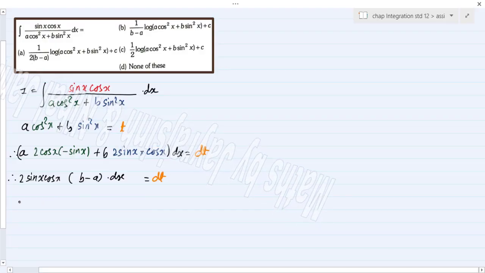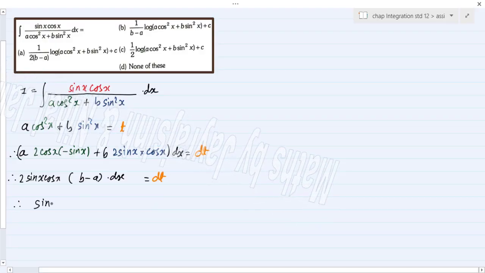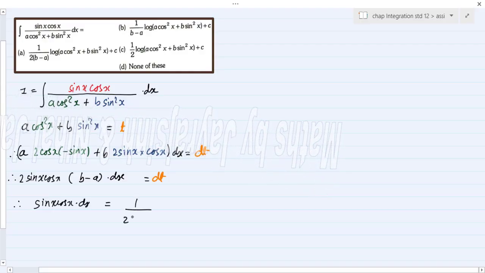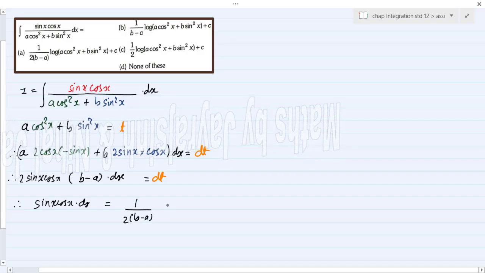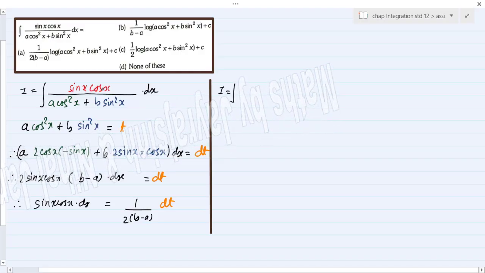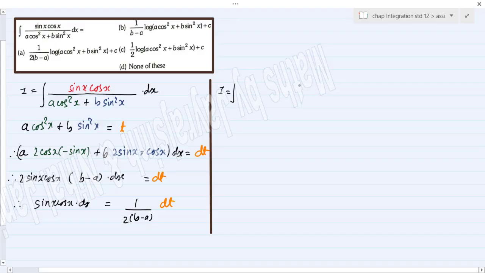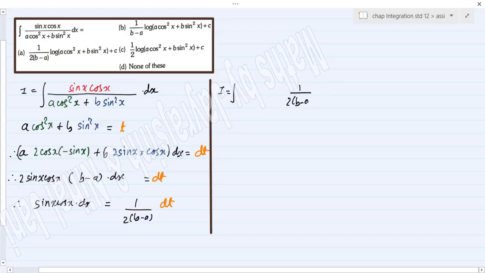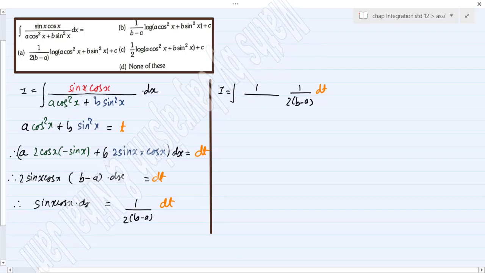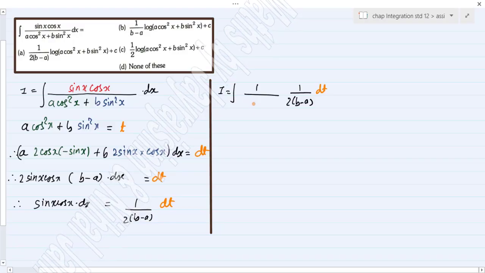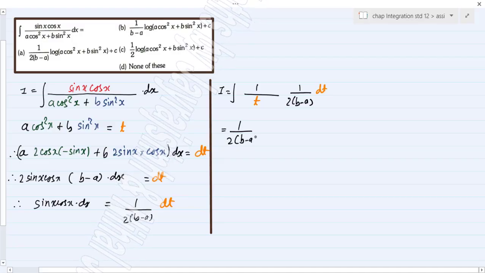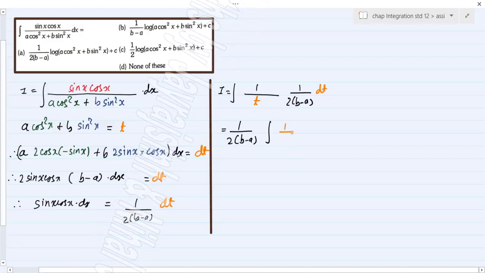So we will get 2 sin x cos x times (b minus a) dot dx is equal to dt, or we can say sin x cos x dot dx is simply 1 upon 2(b minus a) dot dt. So we are ready to modify our integration. This sin x cos x dot dx will become 1 upon 2(b minus a) dot dt, and 1 upon a cos square x plus b sin square x will become t. So we don't have to worry about this 2(b minus a). It's a constant. We just have to integrate 1 upon t.